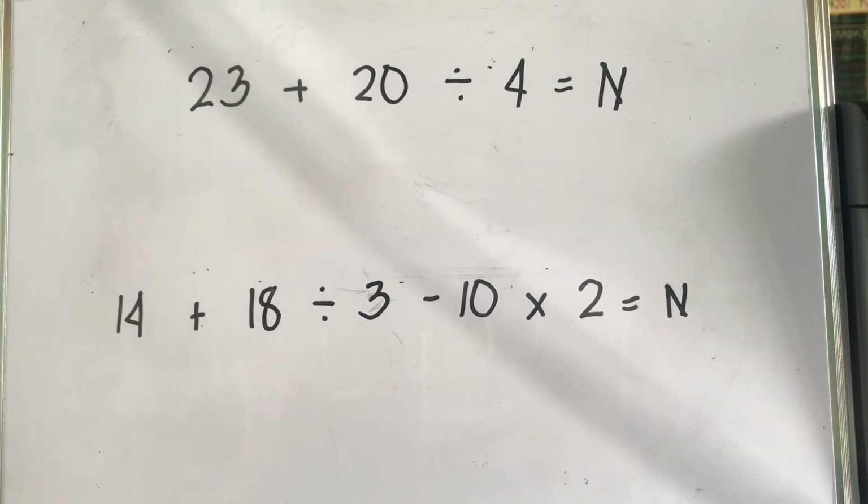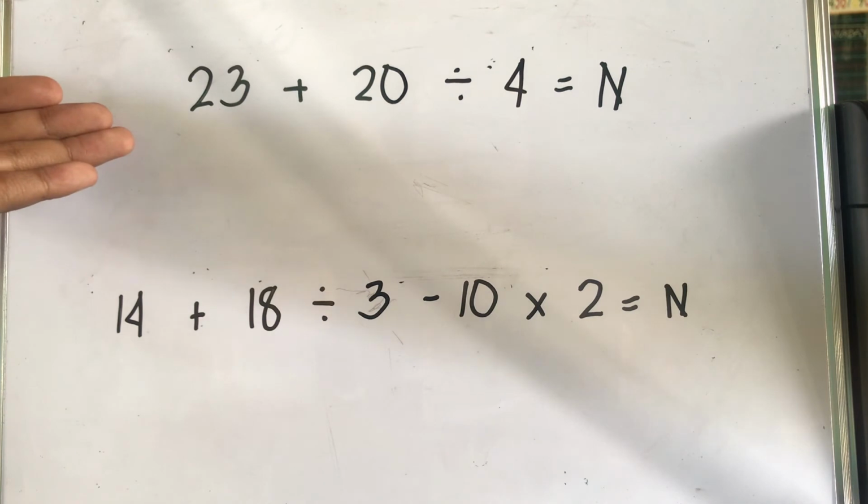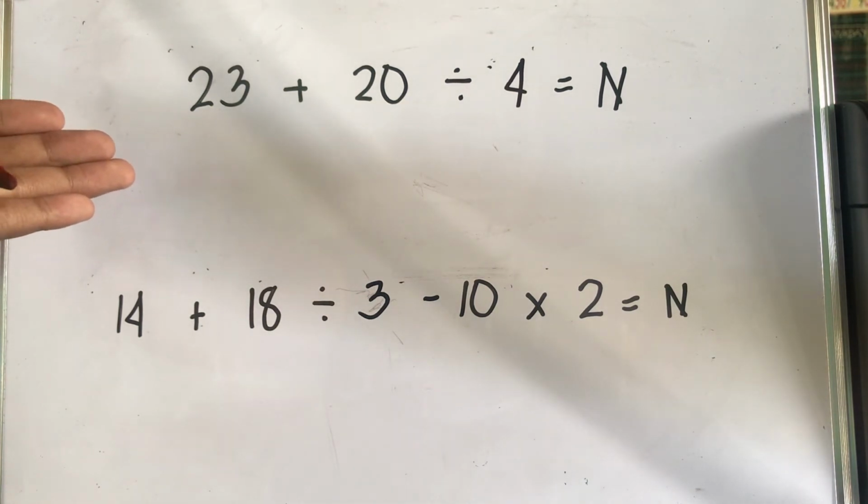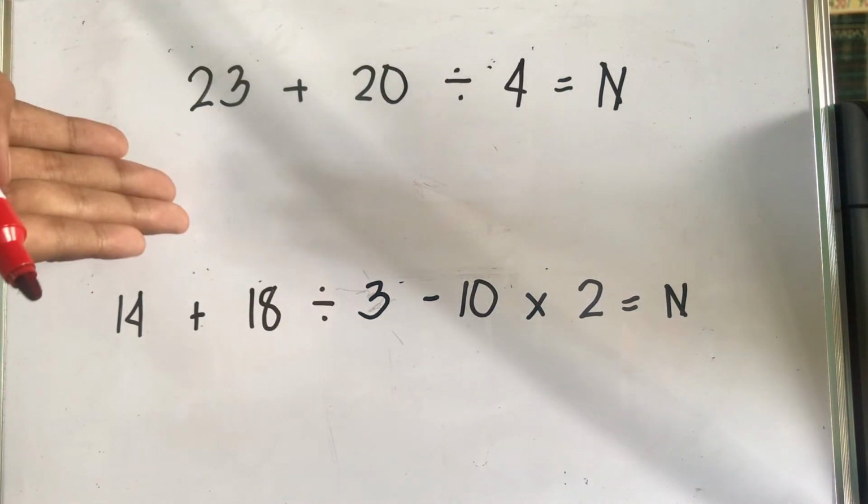Okay, so let's make it a little bit harder. We will combine different operations in the equation. So now, let's have 23 plus 20 divided by 4. Now remember MDAS: multiplication, division, addition, subtraction. So the M and D should be solved first, that is multiplication and division. If you look at this equation, there is no multiplication, instead it has division. Since it only has division, we will solve it first.